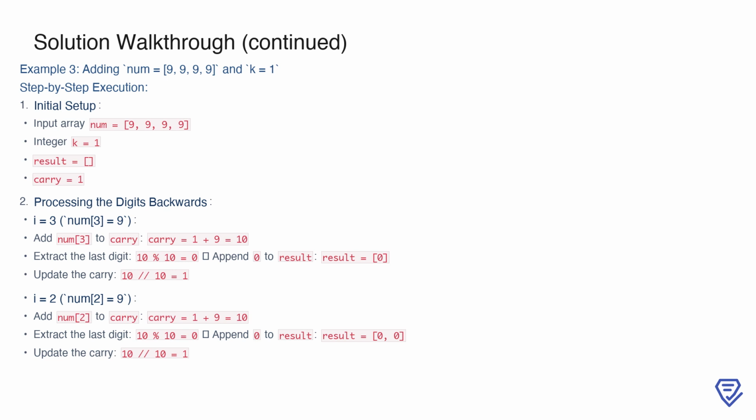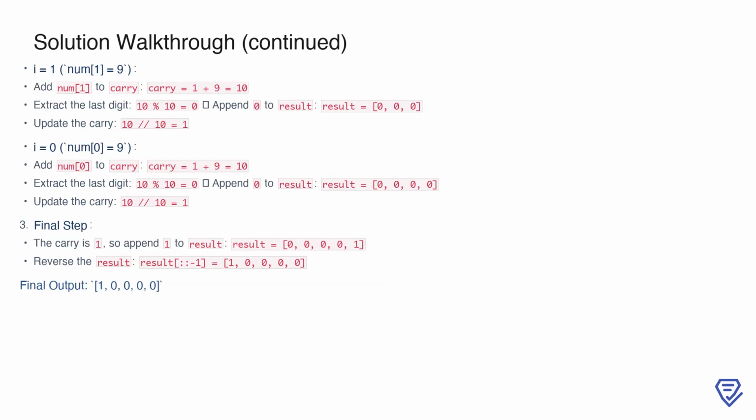For i equals 2, the value of number[2] is also 9. Adding this to carry gives 10 again. The last digit is 0, so we append it to result, resulting in result equals [0, 0]. Updating the carry gives carry equals 1 again, and we move to the next digit.